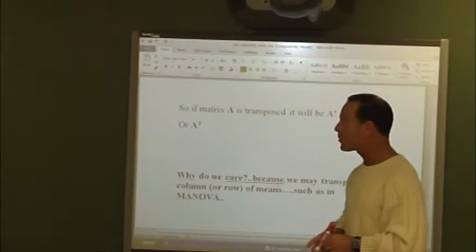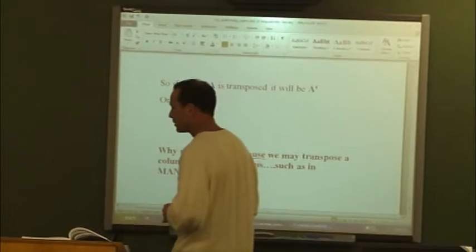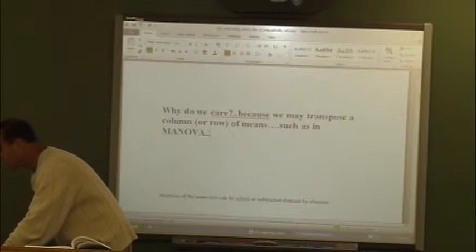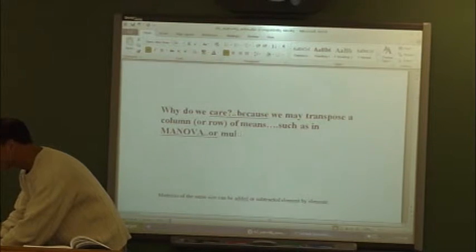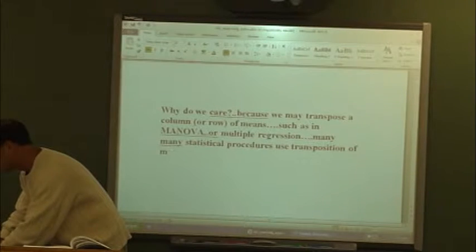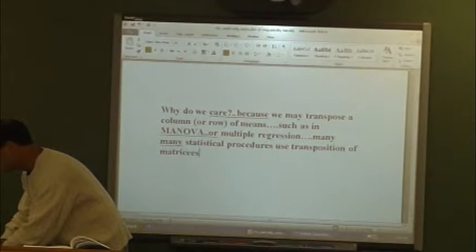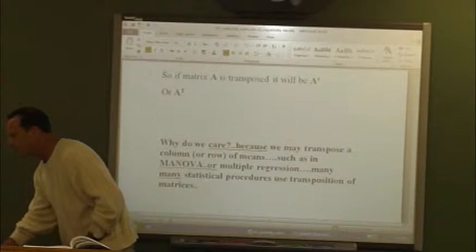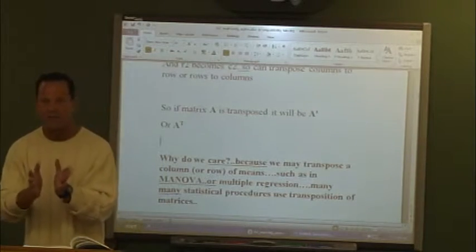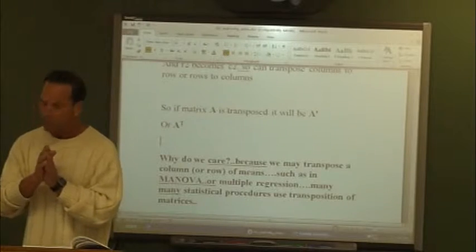You're going to see this comes up a lot in regression and other techniques, because we may transpose a column or row mean, such as in ANOVA or multiple regression. Many statistical procedures use transposition of matrices. So that's a big part, everybody, of matrix algebra. Does everybody have the fundamentals now? What a matrix is: it's rows by columns, and often we transpose it.